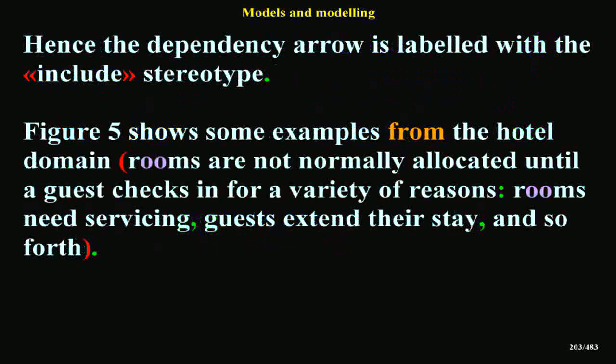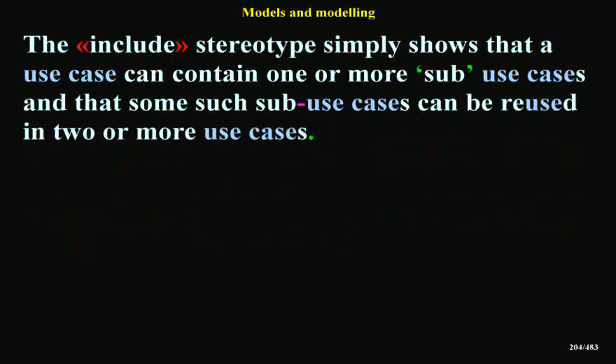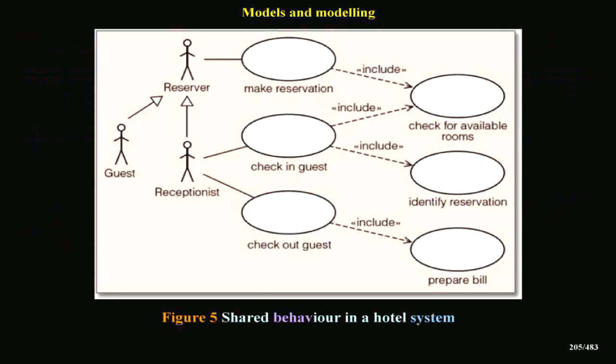Rooms are not normally allocated until a guest checks in for a variety of reasons. Rooms need servicing, guests extend their stay, and so forth. The include stereotype simply shows that a use case can contain one or more sub-use cases and that some such sub-use cases can be reused in two or more use cases. Figure 5, shared behavior in a hotel system.